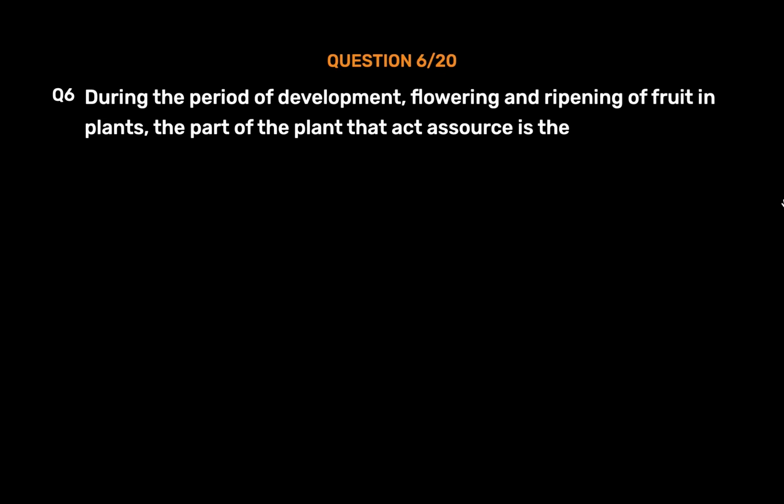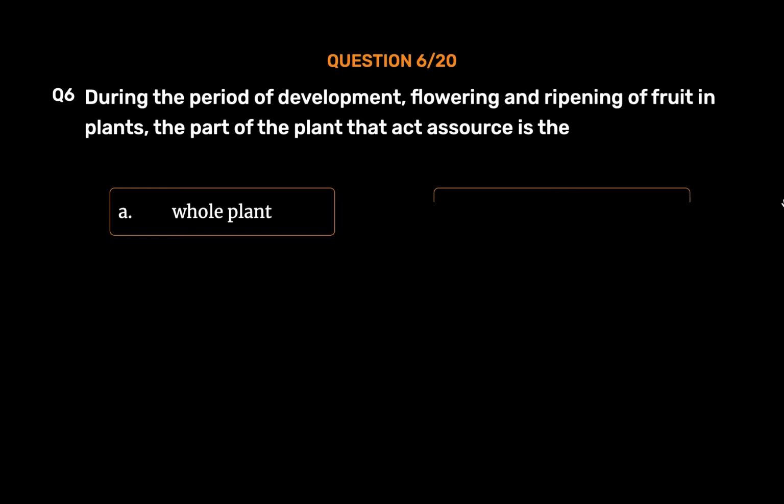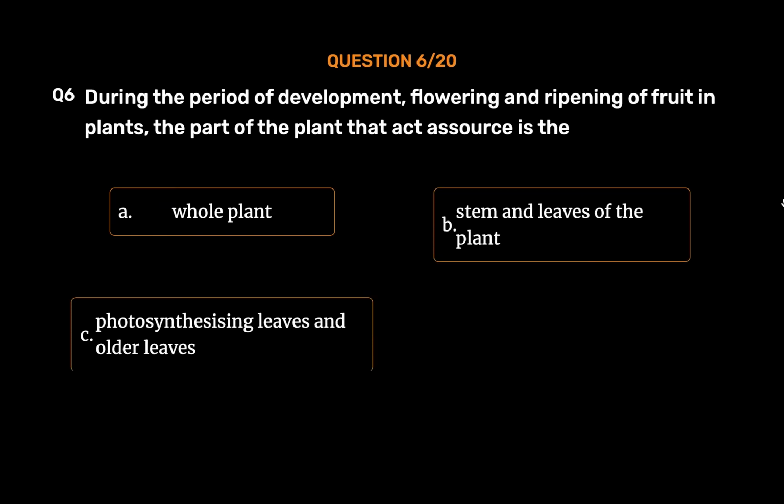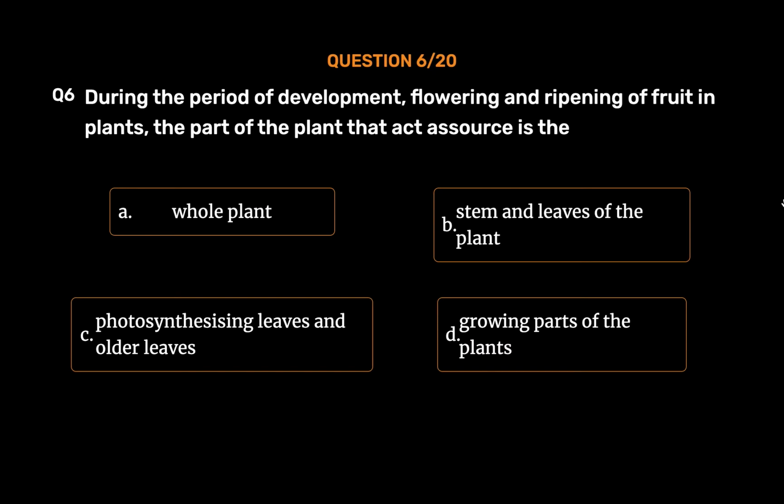Question number 6. During the period of development, flowering and ripening of fruit in plants, the part of the plant that acts as source is the Option A, whole plant. Option B, stem and leaves of the plant. Option C, photosynthesizing leaves and older leaves. Option D, growing parts of the plants. The correct answer is Option C, photosynthesizing leaves and older leaves.